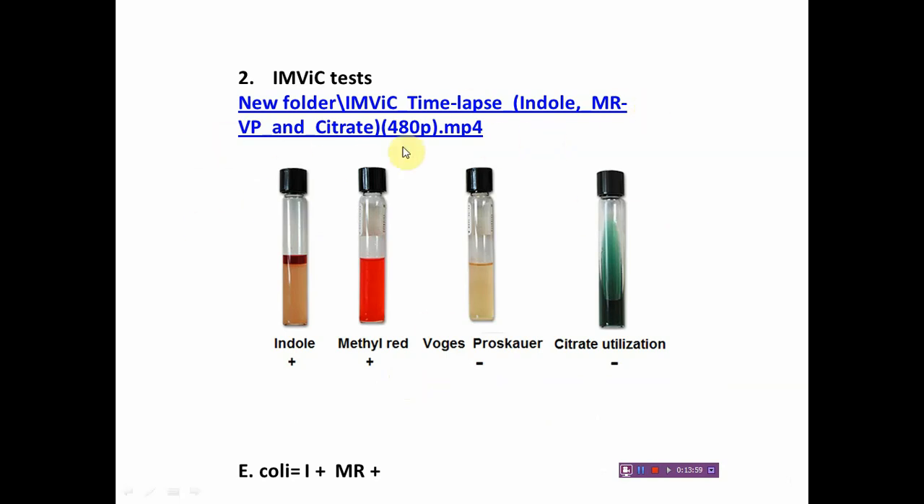The other important tests include IMViC tests. So this is the positive test result for each and every test. This is a positive indole test. This is positive methyl red test.